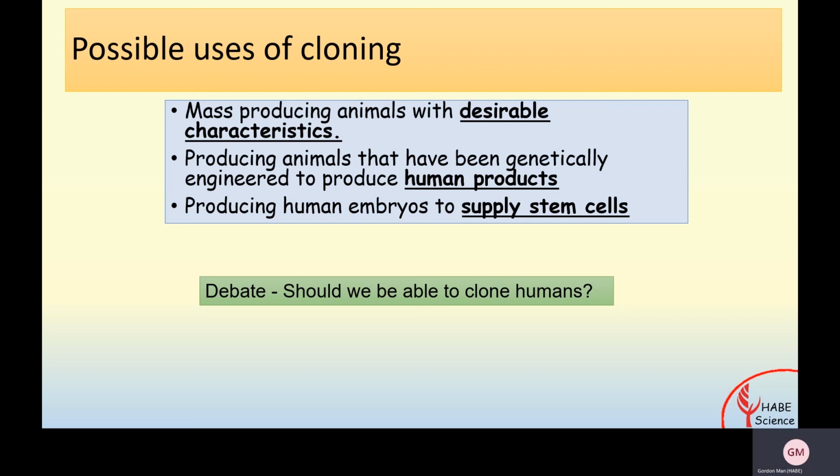We can produce animals that are genetically engineered to produce human products. Now, we already do this with bacteria, for things such as insulin, but with cloning, we can mass produce other products, including things like spare livers. We can address problems with organ donors. And lastly, we can also clone human embryos potentially to provide stem cells, which are cells that can differentiate or turn into any cell type.